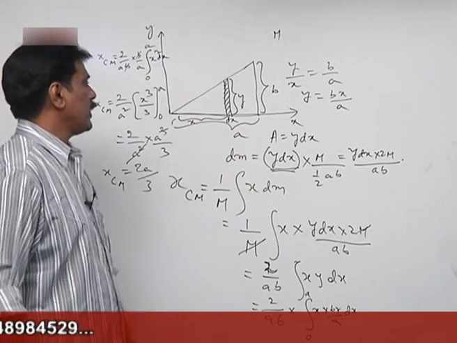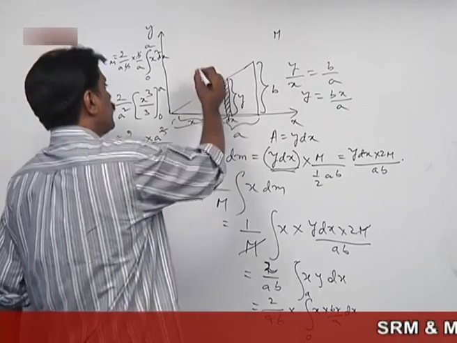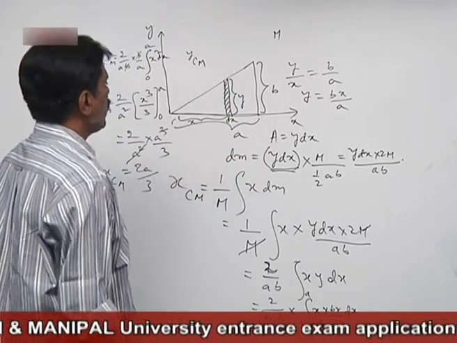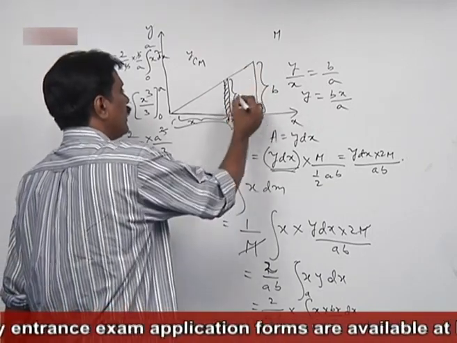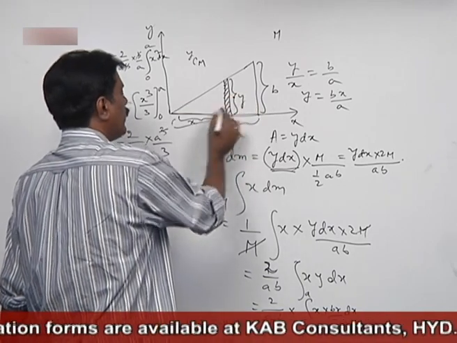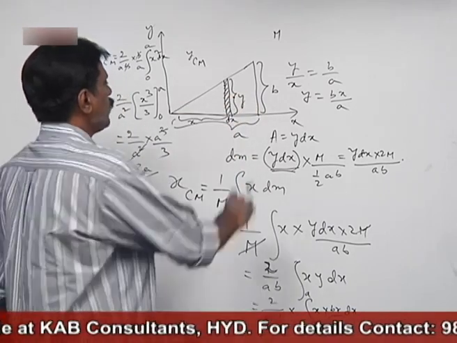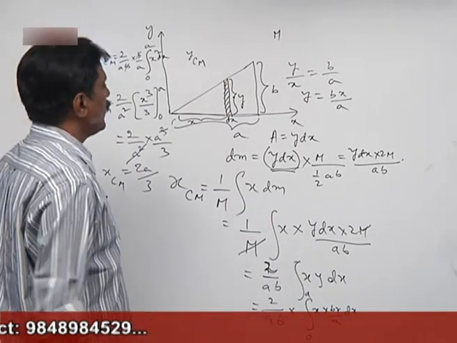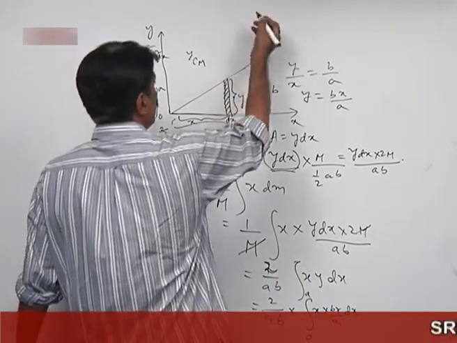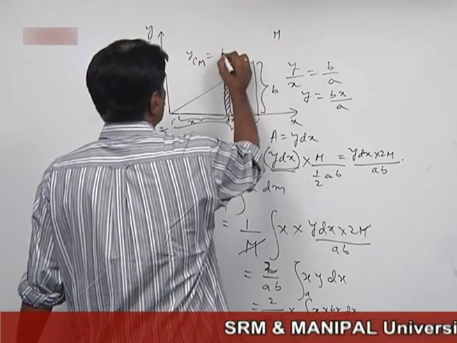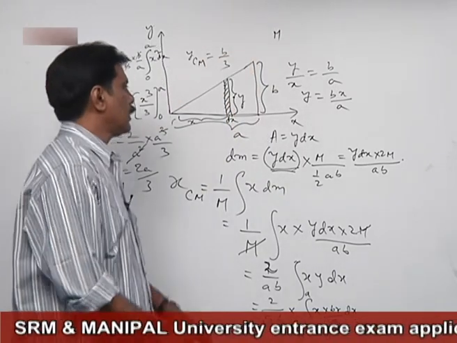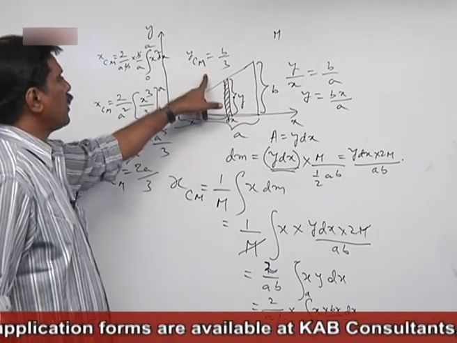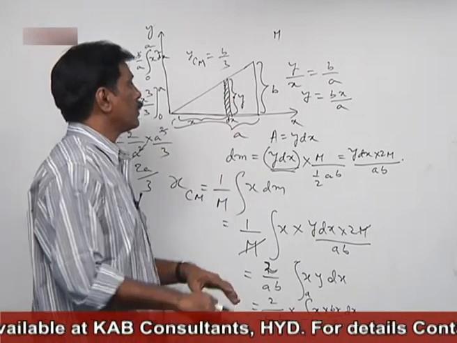In the same way, you can also calculate the y coordinate of the center of mass for this triangle, which is not 0 here because the center of mass will lie somewhere here. The x coordinate we already calculated is 2A by 3. The y coordinate can be calculated by the same procedure, which is left to you as an exercise, and the value for the y coordinate is b by 3.